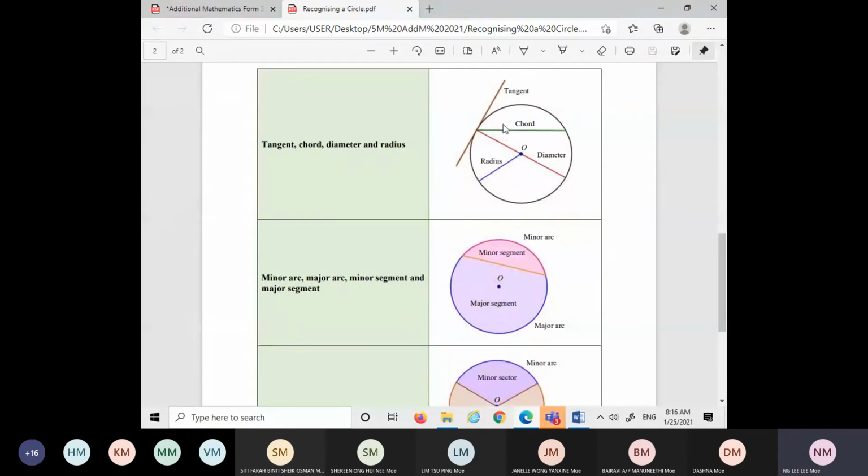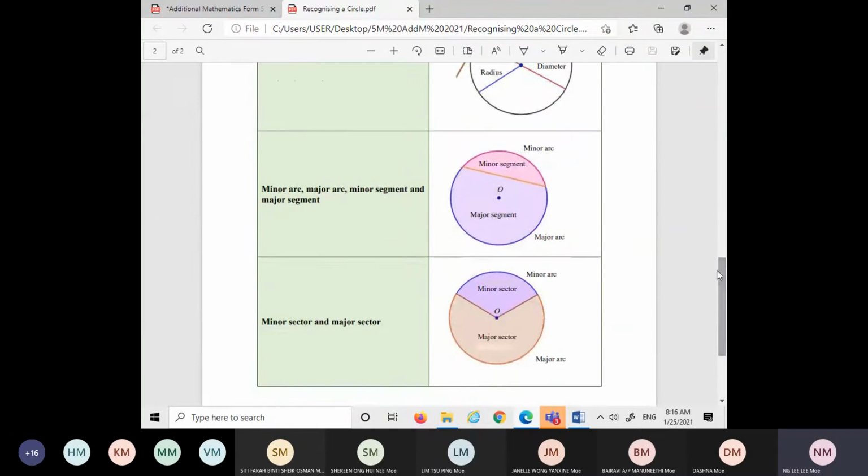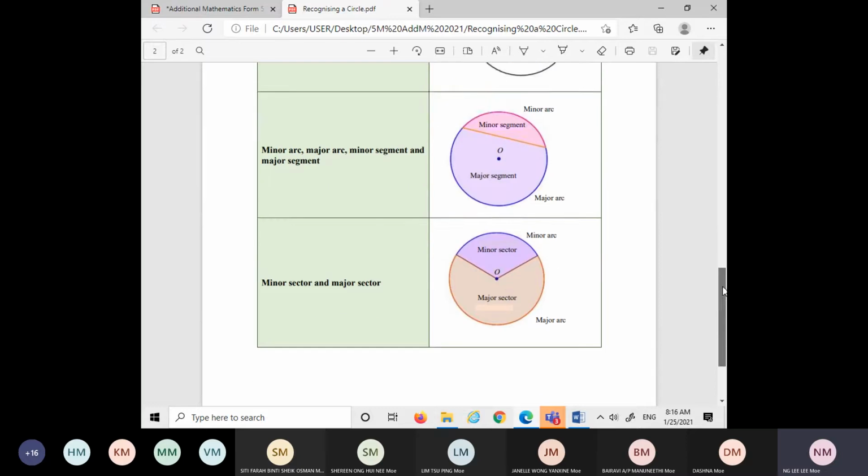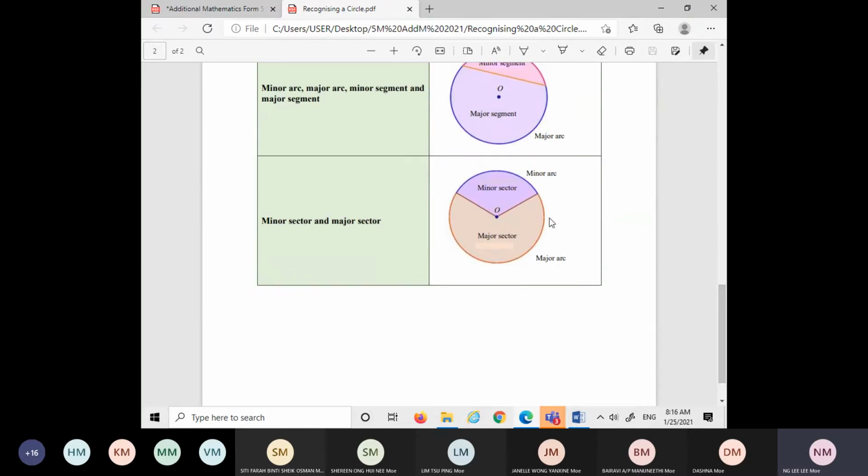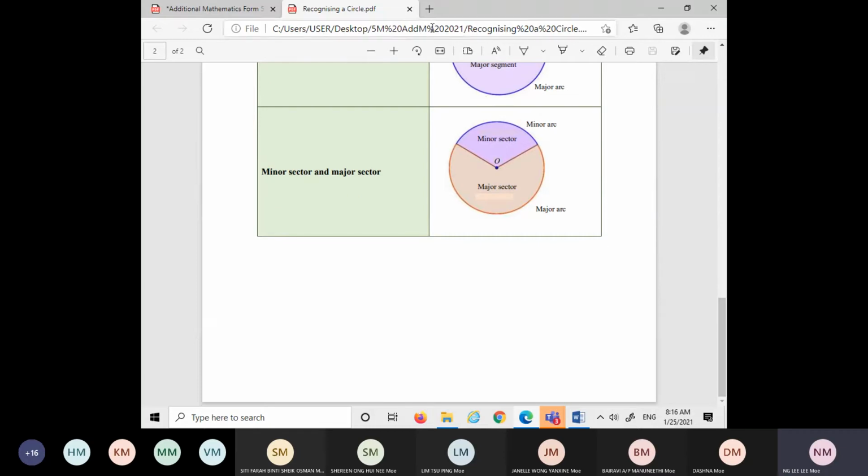Then this one again repeats tangent, chord, radius, and diameter. This one is minor arc, major arc. Minor segment, major segment. Minor arc, major arc, and then minor sector, major sector. Very clear. Okay, done.